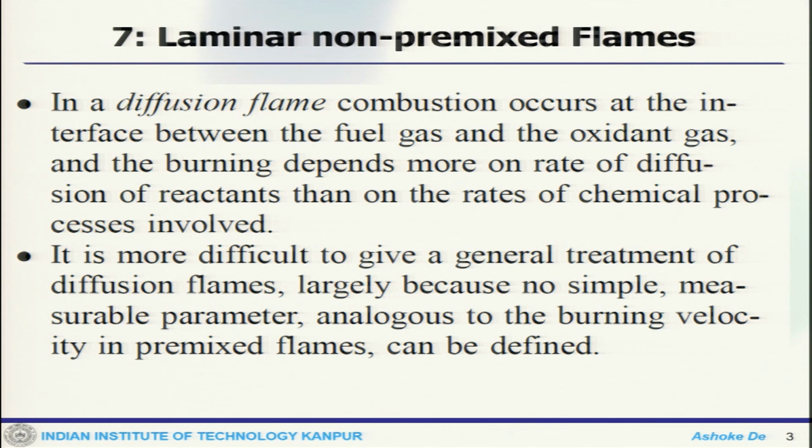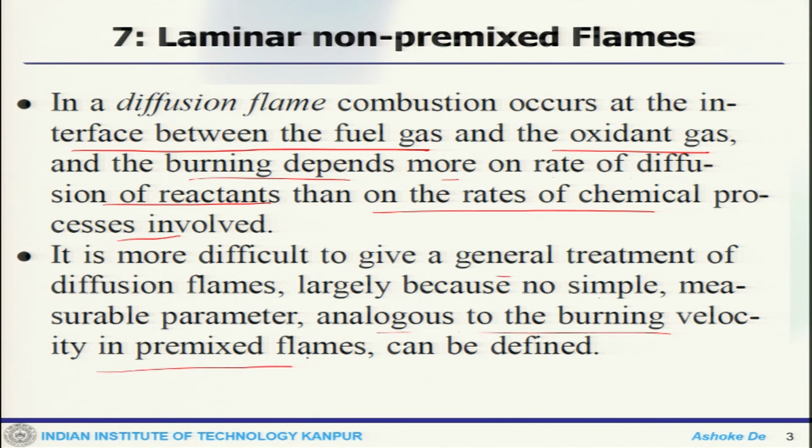Now, what we know for a diffusion flame is that the combustion occurs at the interface between the fuel gas and the oxidant gas, and the burning depends more on the rate of diffusion of reactants than on the rate of the chemical process involved. So, it is always at the interface where fuel and oxidizer interact, that is where the reaction takes place. It is more difficult to give a general treatment of diffusion flames, largely because no simple measurable parameter analogous to the burning velocity in premix flames can be defined.